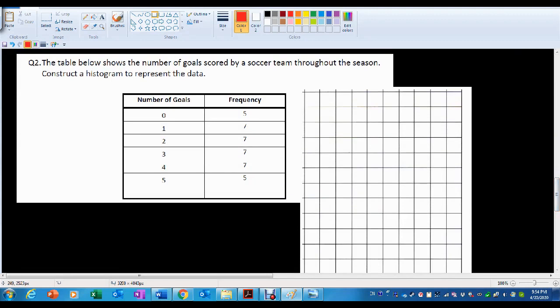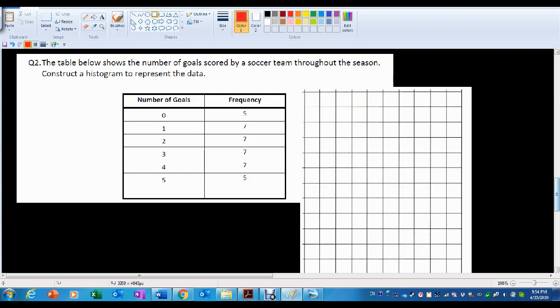Let's do another one. The table below shows the number of goals scored by a soccer team throughout the season. Here you see there are a number of goals. There are some matches with 0 goals, with no score. There are 5 matches like this, and 5 like this. That's 7 matches with only 1 goal and 7 with 2. So here's the data.